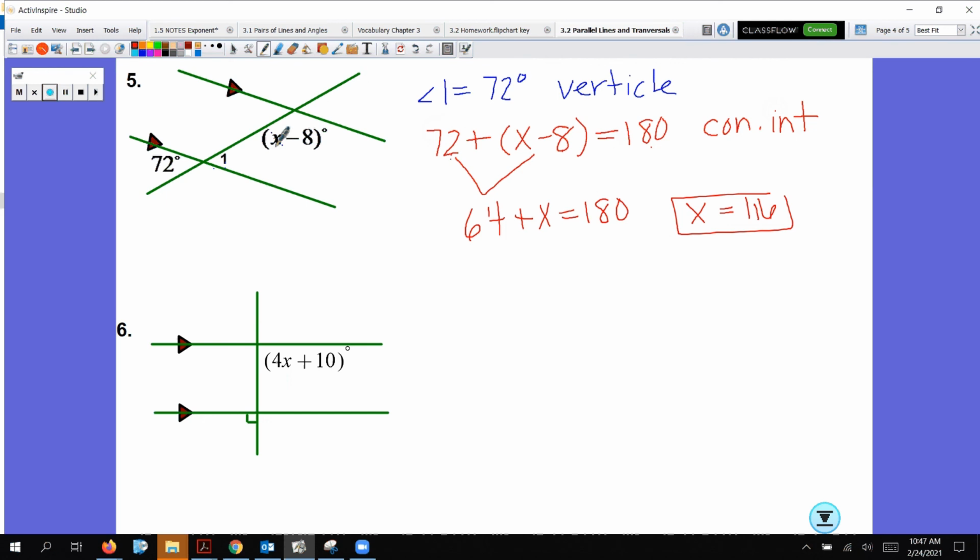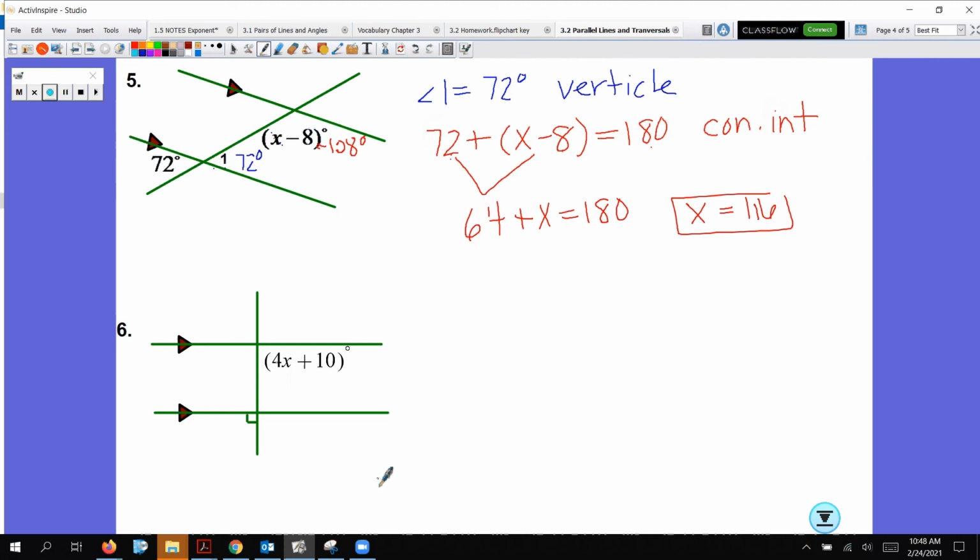When I plug that in here, 116 minus 8 is 108 degrees. We knew that this was 72 here. And then let's just quick check to make sure 72 plus 108 is in fact 180, and it is. So these are my consecutive interior angles.